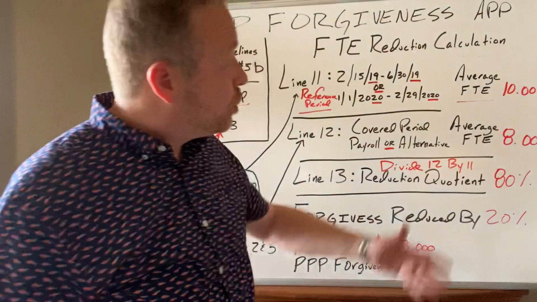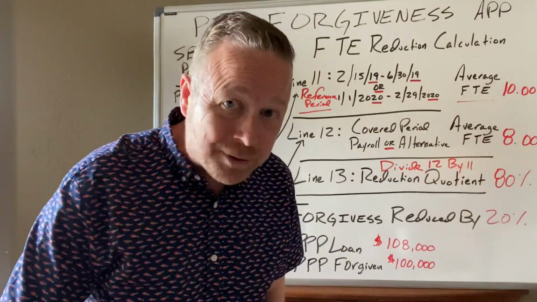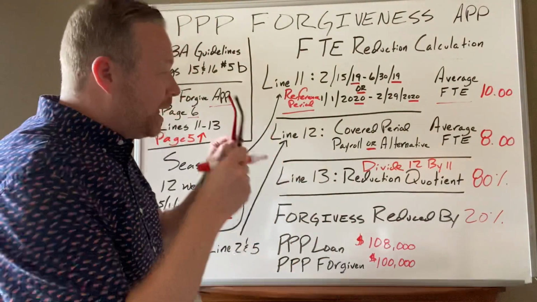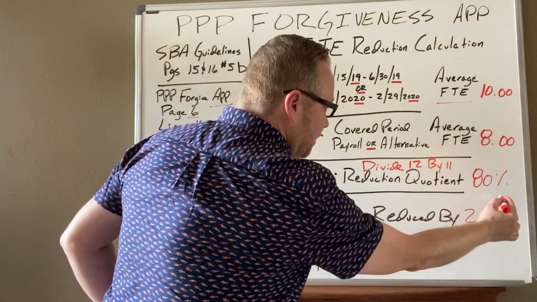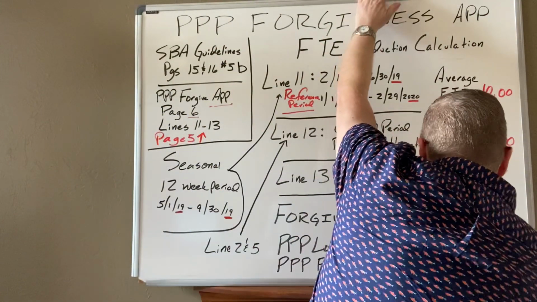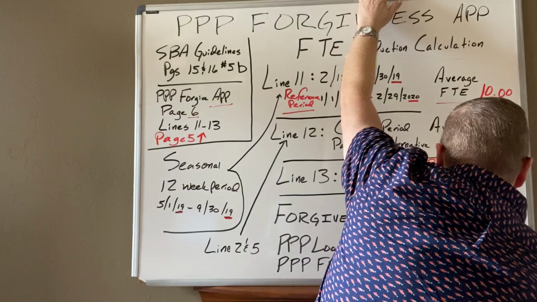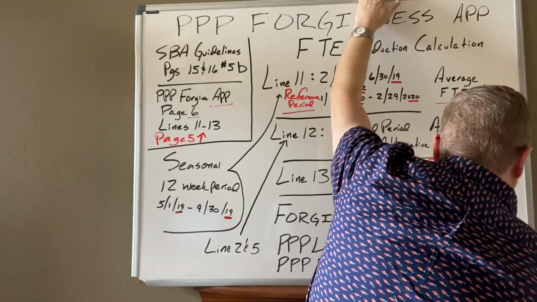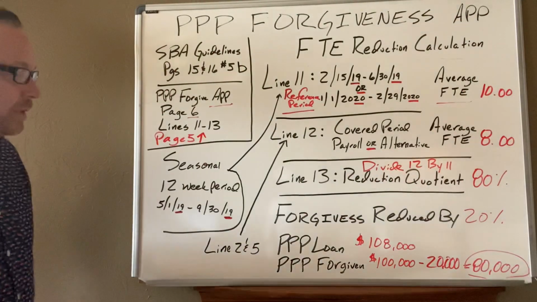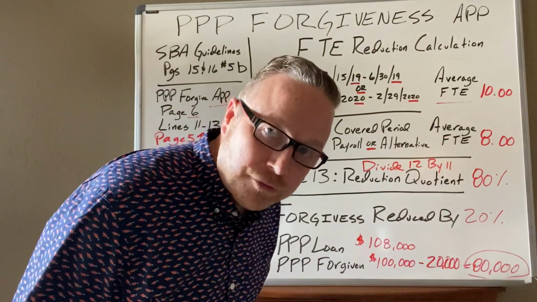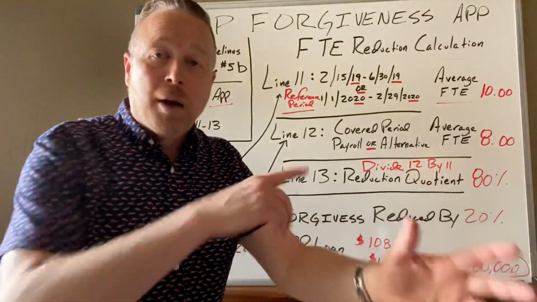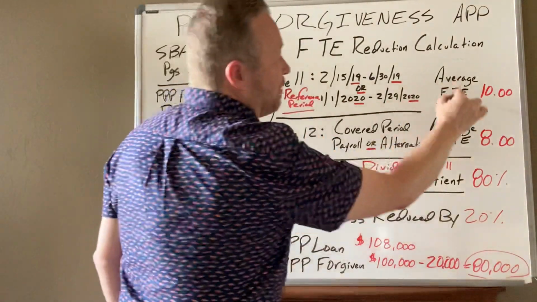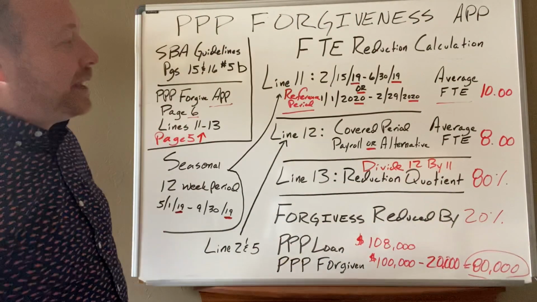Until you come to this reduction. Because I'm not kidding around here. You're gonna be like, nah, the math wasn't right here. It is right. So this right here means that 20,000 is not forgivable of the 100, and only 80 would be forgivable. For real. So I'm gonna walk through it real quick here. You have a reference period, and the average FTE from the reference period is a 10.